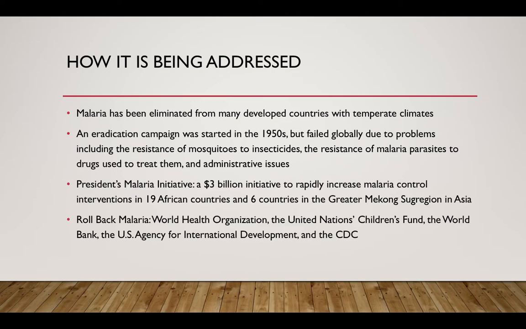So malaria has been eliminated from many developed countries with temperate climates. This was part of a campaign that started in the 50s to eradicate malaria, but it failed globally due to problems including the resistance of mosquitoes to insecticides, the resistance of malaria parasites to drugs used to treat them, and just administrative issues. We now have something called the President's Malaria Initiative, a $3 billion initiative that is hoping to rapidly increase malaria control interventions in 19 African countries and 6 countries in Asia. We also have Roll Back Malaria, where all these organizations work on programs together to fight malaria.